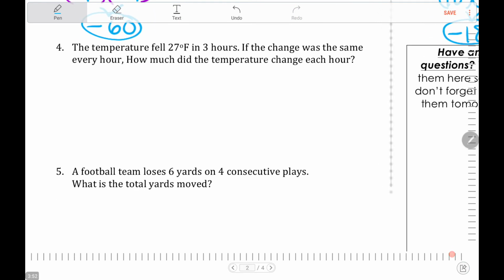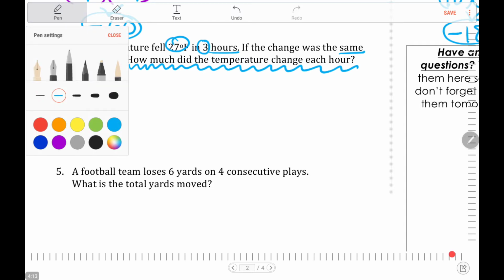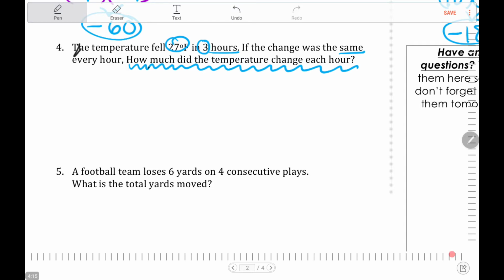Alright, let's look at these word problems. So these are some real life examples that we talked about. How did these relate to real life? So the temperature fell 27 degrees in 3 hours. If the change was the same every hour, how much did the temperature change each hour? Okay, so remember our annotation skills. I want to cross off anything that is unnecessary.